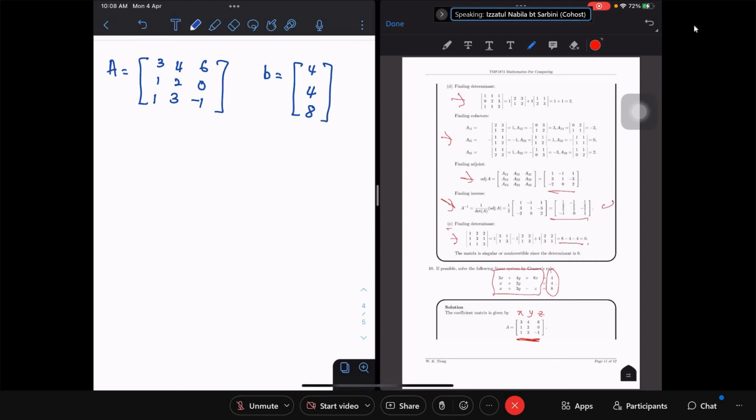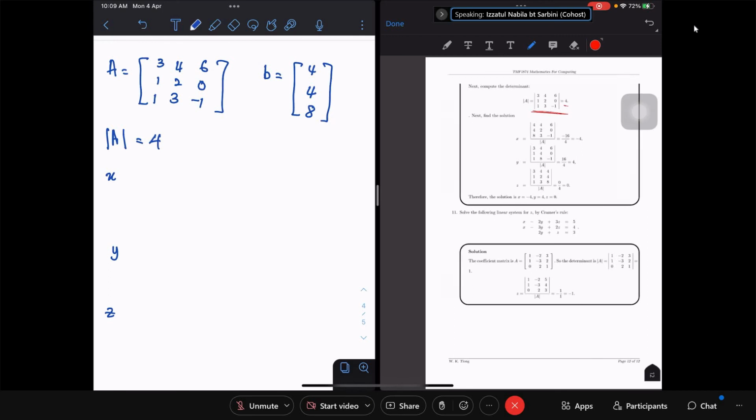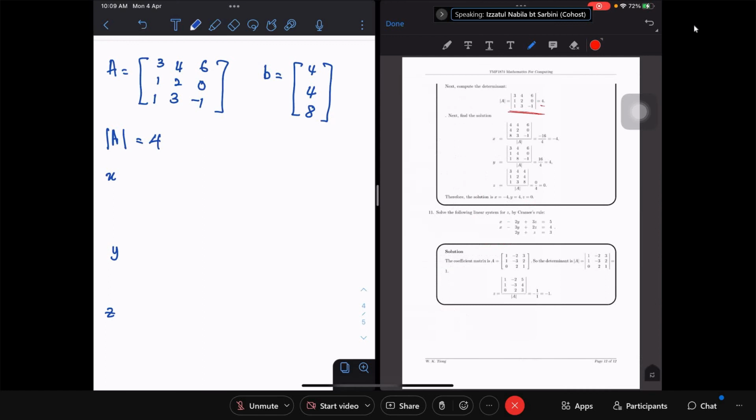Now the first step in Cramer's rule is, of course, you need to find the determinant of A, the determinant of the coefficient matrix. You calculate it using the previous method. So you get 4. The determinant of A equals 4. Now we want to find the solutions. The solution is, of course, in terms of X, Y, and Z, because the variables here are X, Y, and Z.